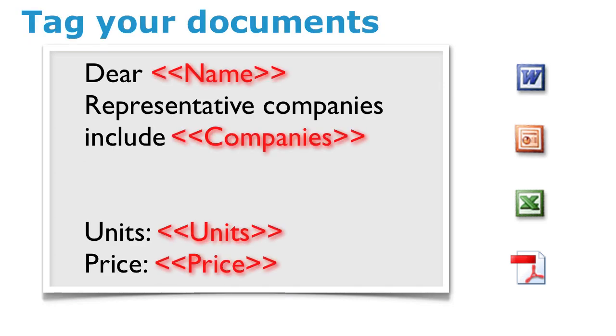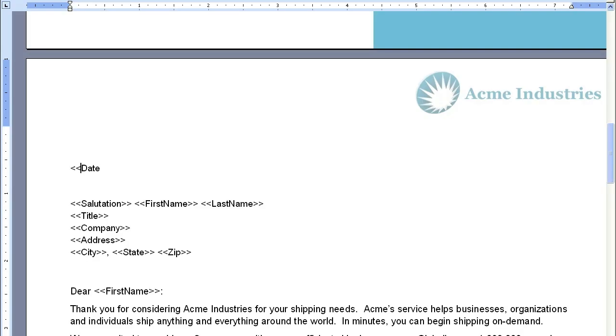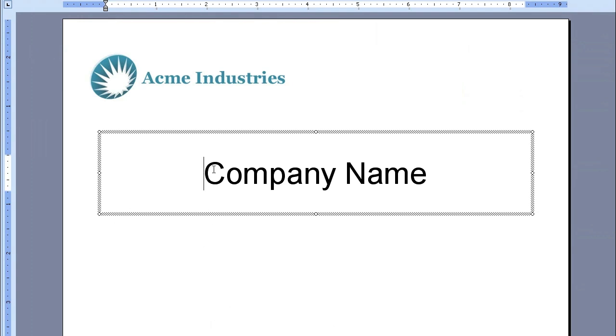A merge field will automatically become a field on a web form to capture the data required to create a DDP. For Word documents, simply put a double bracket at the beginning and end of the text you want to convert to a merge field. PowerPoint works the same way. Click into one of your text boxes and add a double bracket at the beginning and end.